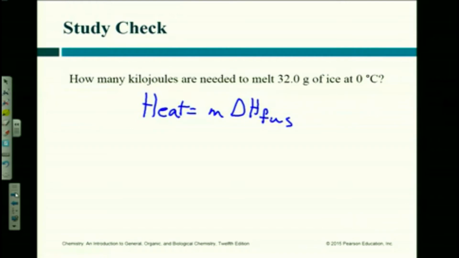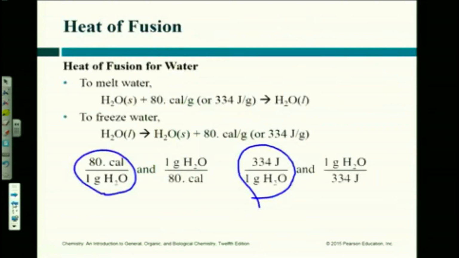This is easier than what we were doing before, isn't it? We only got to know 2 terms here. Do we know the mass? Yes. What's the mass? 32 grams. So we got to know this term right here. And where do we get that term right there? 334 joules per gram.